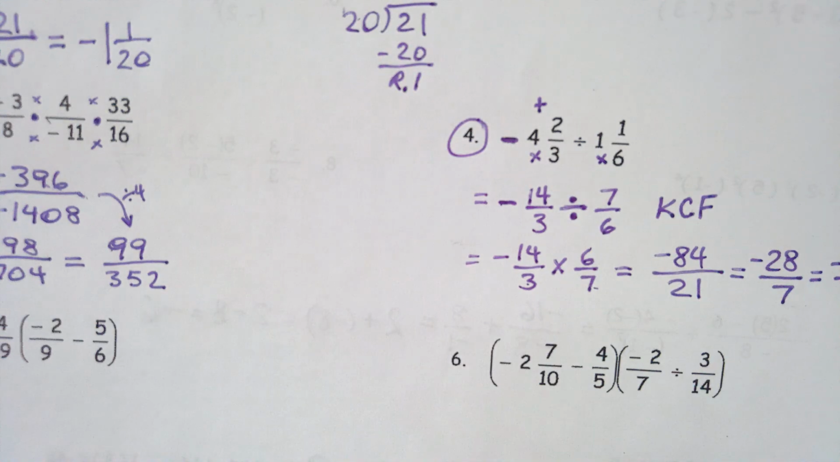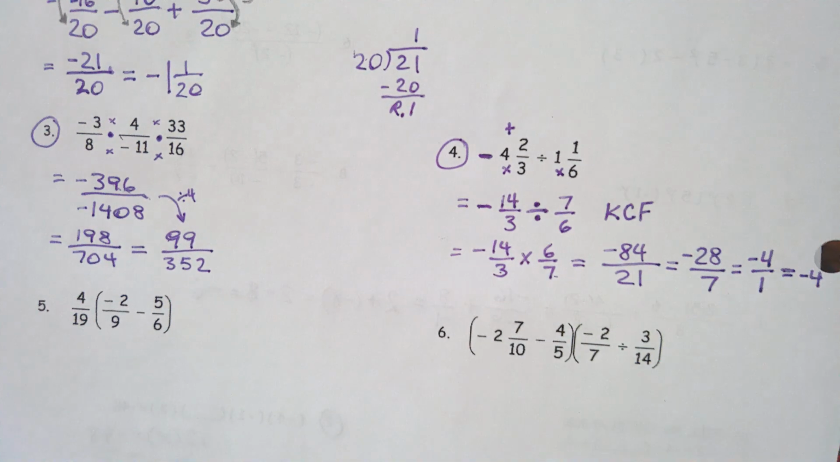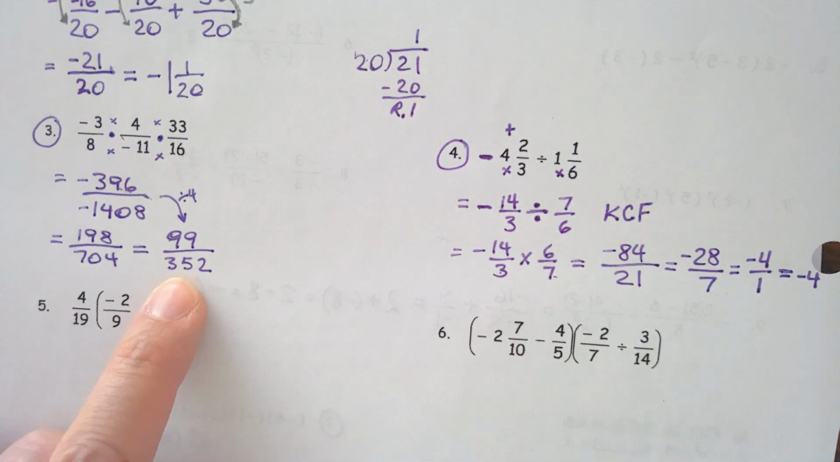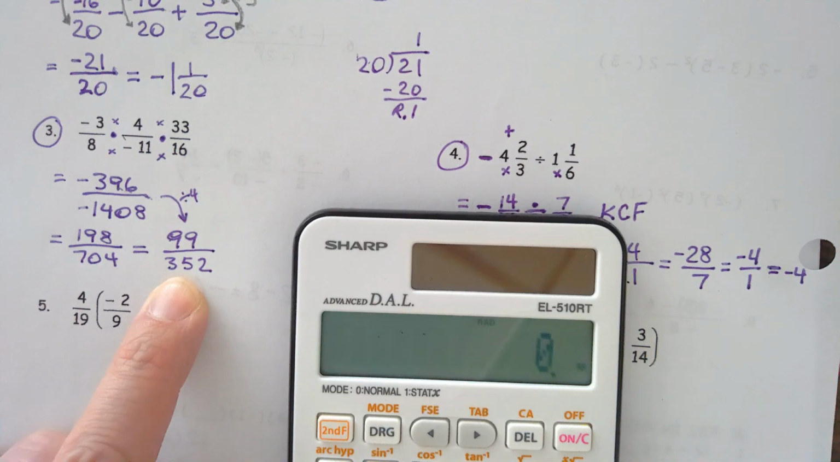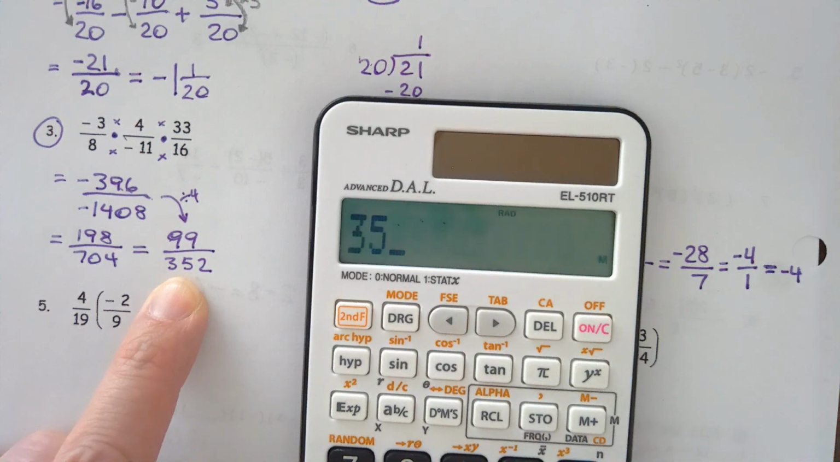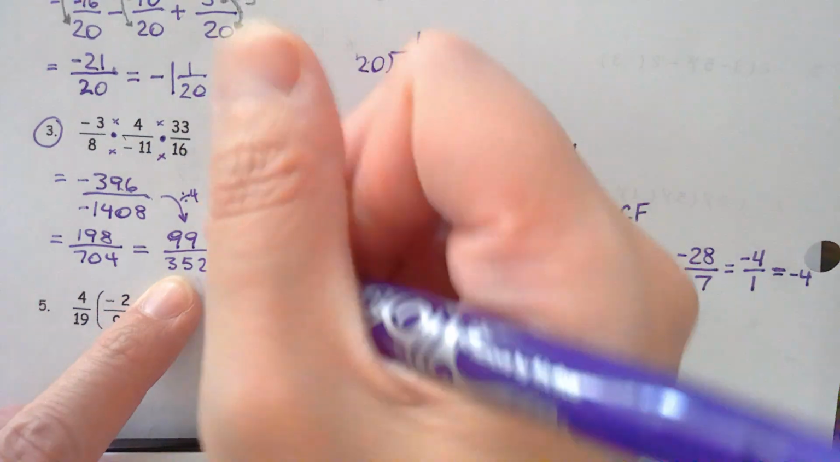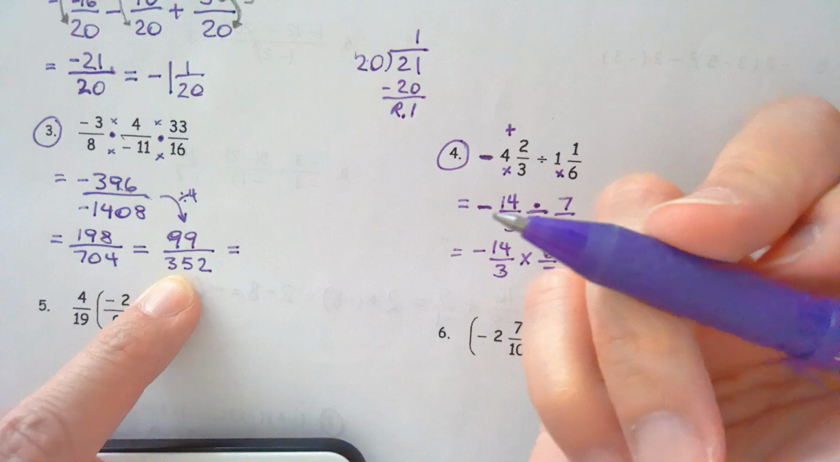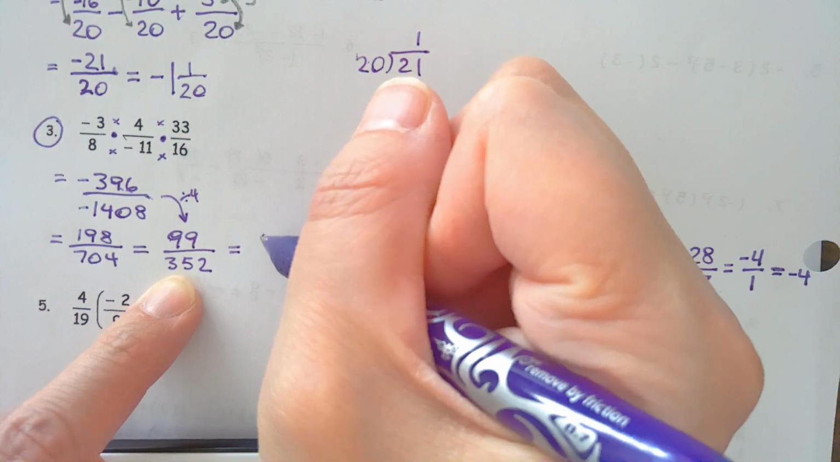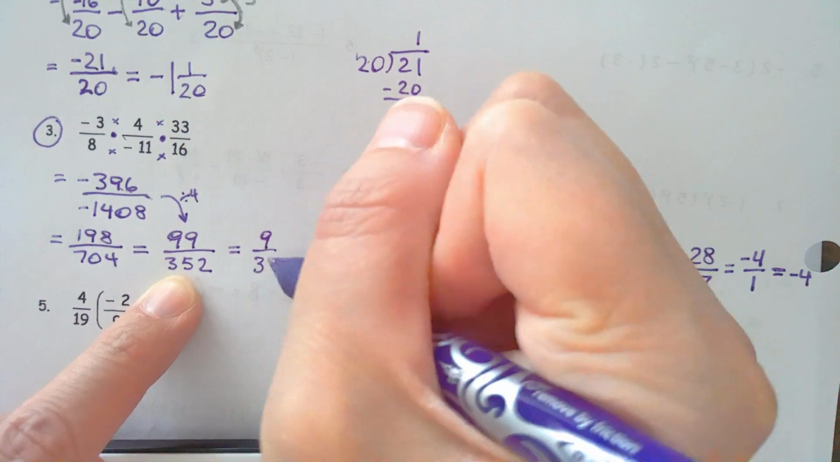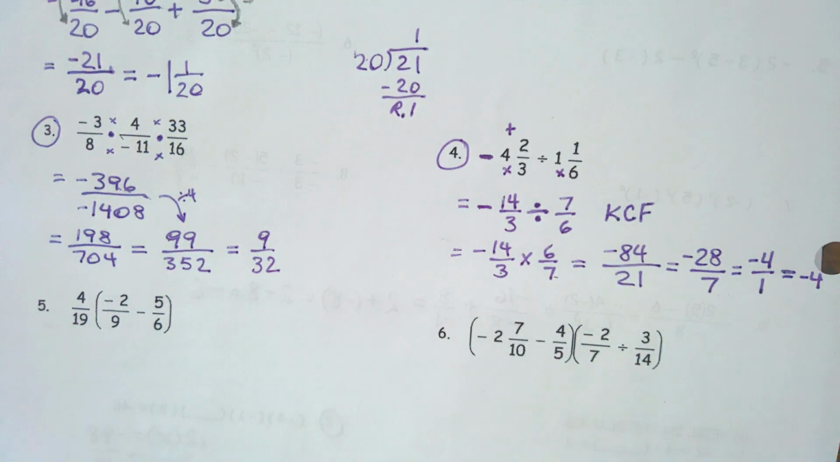Yes, so then your question? Oh, I can reduce it more? Oh, what goes into that? 11. Let's see. 352 divided by 11. You are right. Good job. So what's your final answer? Yeah, 9 over 32. Yeah, I lost half a mark. Miss Shing lost half a mark.